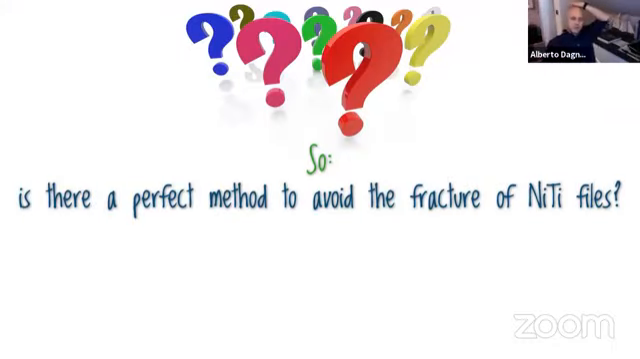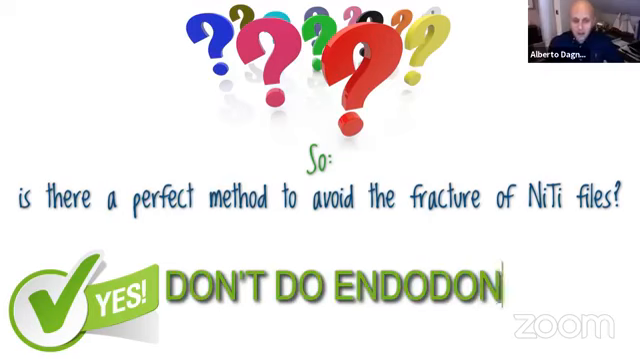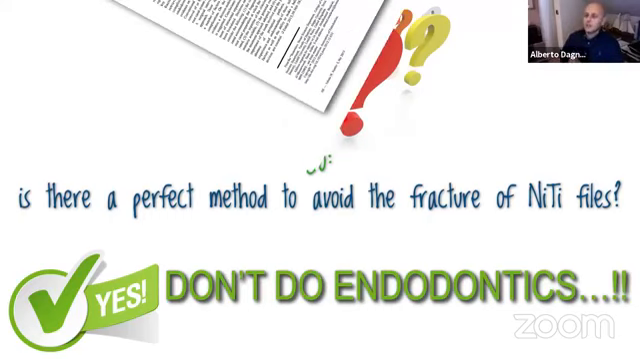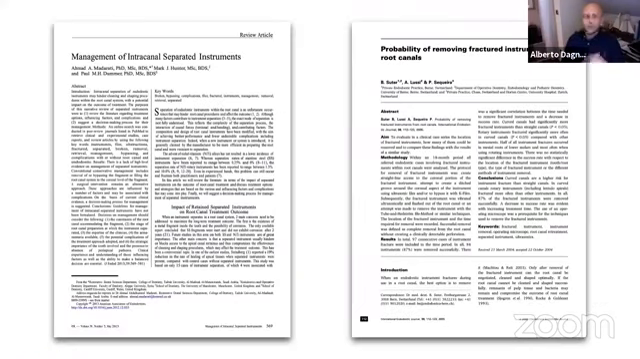So, to conclude my presentation, I have this question. Do we have today a scientific, perfect method to avoid the fracture of nickel titanium instruments inside the root canal? Yes, don't be scared by my answer. We can do it. We can avoid the fracture of a file only by not doing endodontics. If we do endodontics, we are exposed to the risk of a breakage of a file, or we are exposed to the risk of finding in a retreatment case a fragment broken inside the root canal.